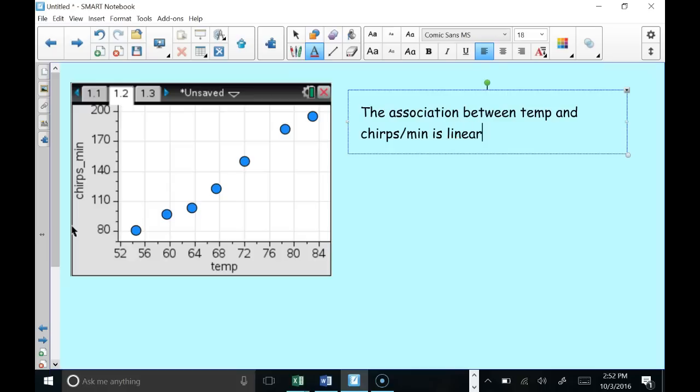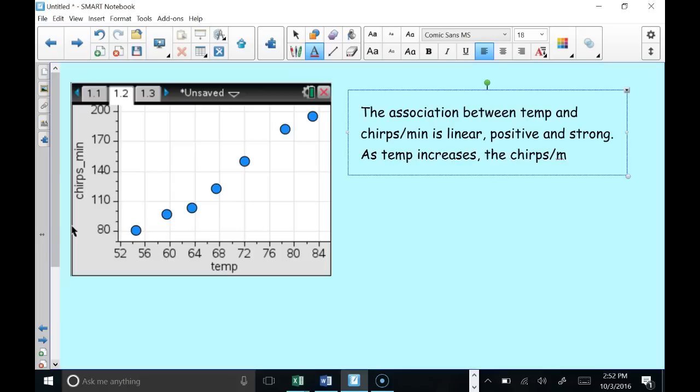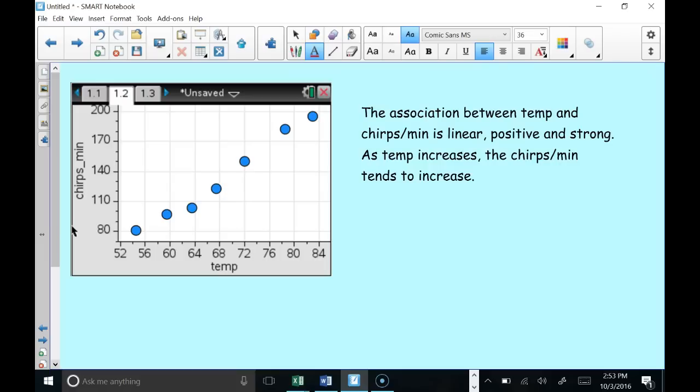Now there's no one unusual, so I'm not going to mention it. Direction, it's going upwards, so I'm going to say positive. And there's very little scatter here, so I'm going to say strong. Some people might like to add something like, as temp increases, the chirps per minute tends to increase. Okay, so this is an example of a typical FUDS type of question.